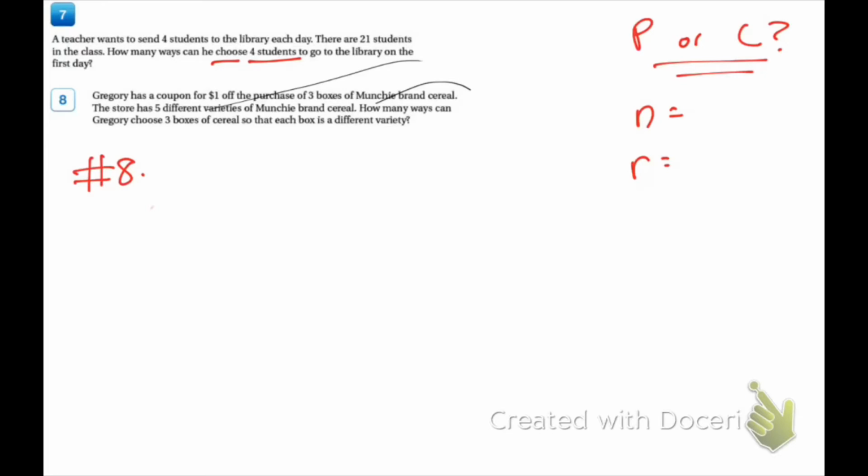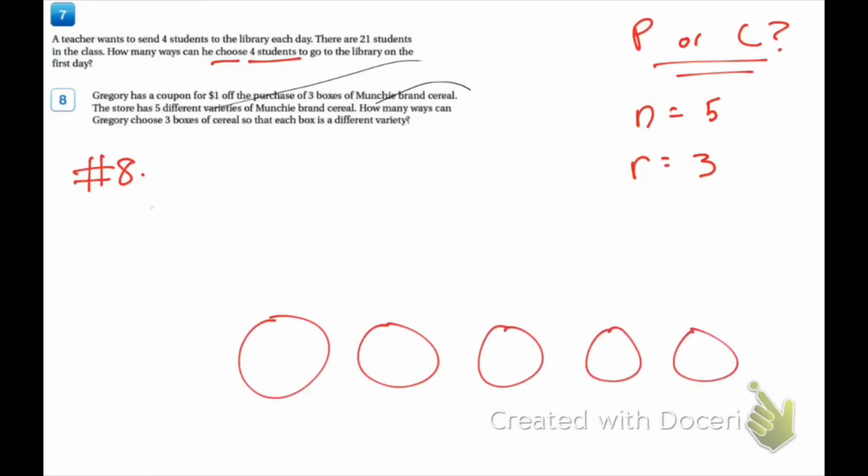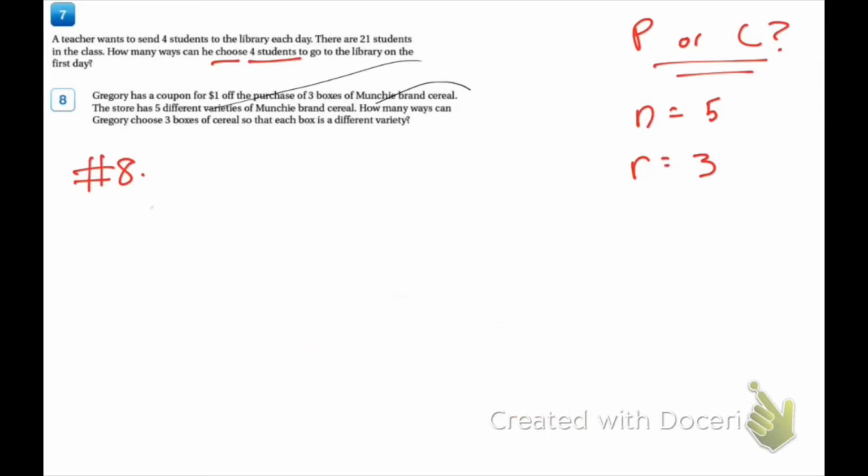So what's the total number of items that I have? Well, the total number is 5. How many items am I taking? I'm taking 3. Now is it an arrangement or a grouping? Well, he has 5 different boxes of cereal. You're just taking 3 at a time. You're just reaching up and grabbing 3 items off the shelf, you could think. So this would be a grouping, a combination.